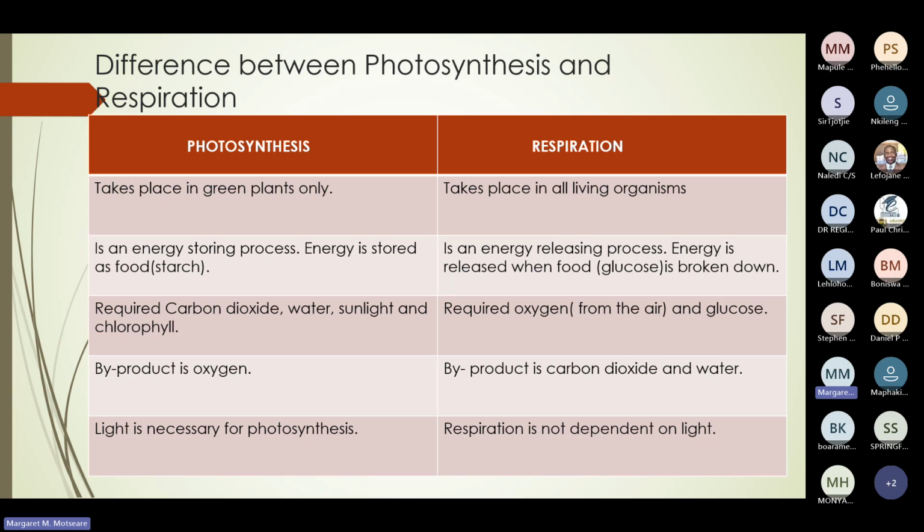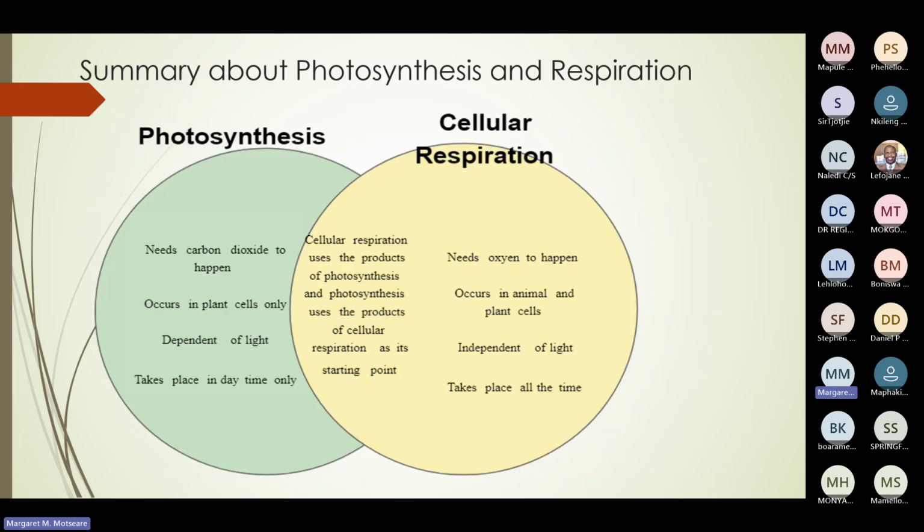And then during photosynthesis, light is necessary in order for the process to take place. And then respiration is not dependent on light. It means it does not need light in order for the process to take place. And let's look at this small summary that I have made here. I have made two cycles, the one for photosynthesis and the one for cellular respiration.